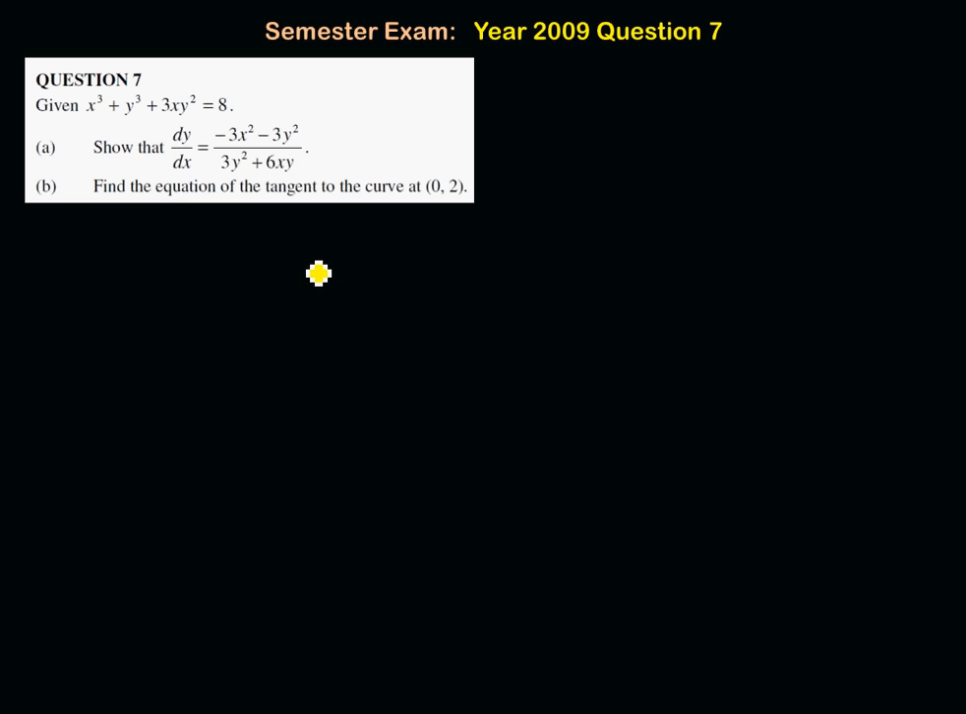Right, let's get straight to what's required of us. We're given this implicit function. Part (a) asks us to show that dy/dx is equivalent to this rational expression. Obviously, we need to derive this, or differentiate it implicitly.